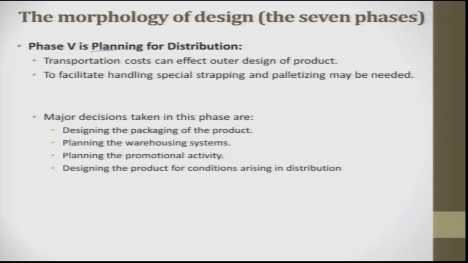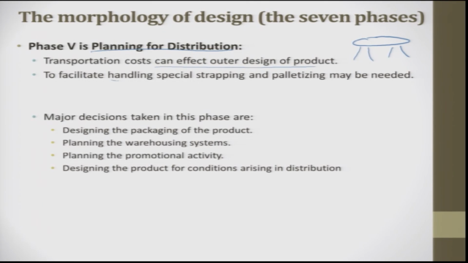The 5th is planning for distribution. That is, how will I transport this part from the production plant to the retailers. So, that is planning. The transportation cost can affect the outer design of the product. Just a simple example, like I said in the last class, a table. Today tables are made into a modular concept, they are disconnected and then packaged and then moved. If they wanted to push a fully assembled table, it might occupy a lot of volume and the transportation cost becomes very expensive.